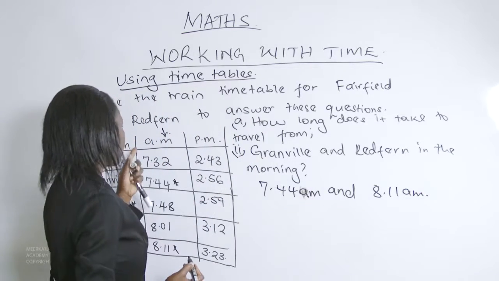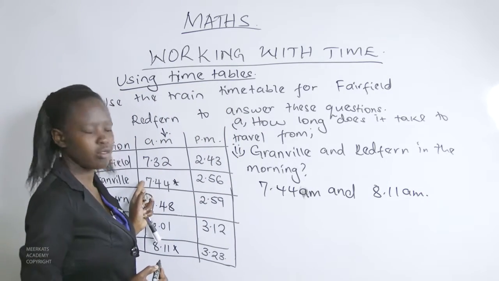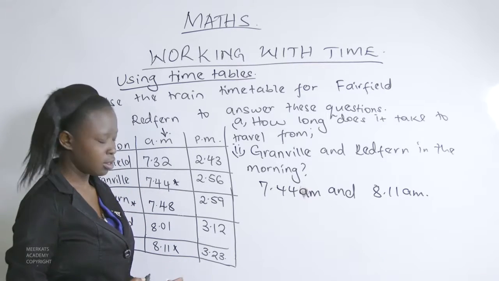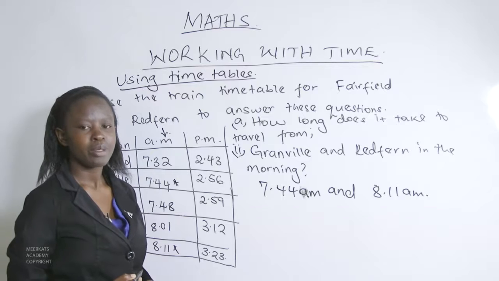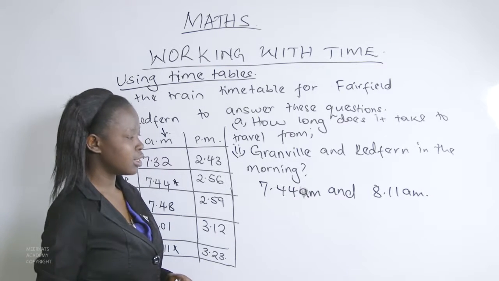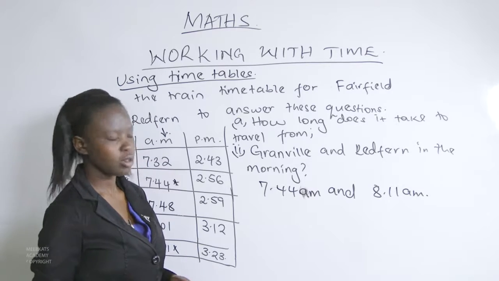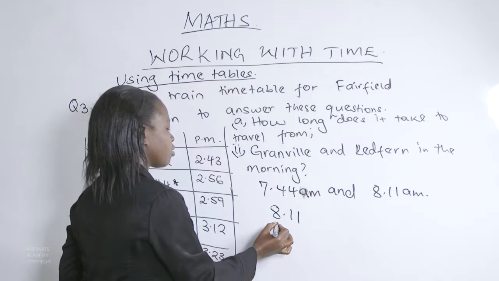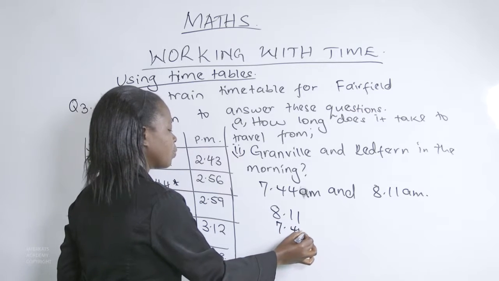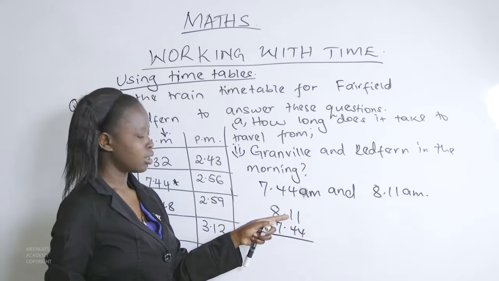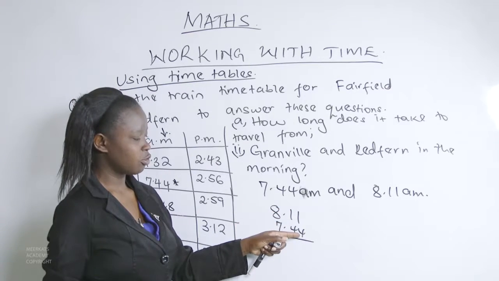Grenoble, according to our timetable, it is 7:44 a.m. Then Redfern, it is 8:11 a.m. So getting the difference between the two, 8:11 is definitely ahead of 7:44. So that means I'll have 8:11 minus 7:44. 11 minutes is less than 44 minutes.